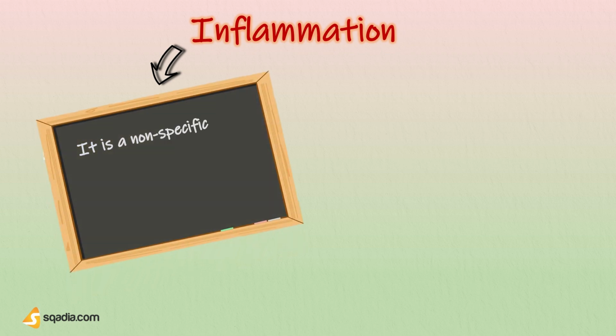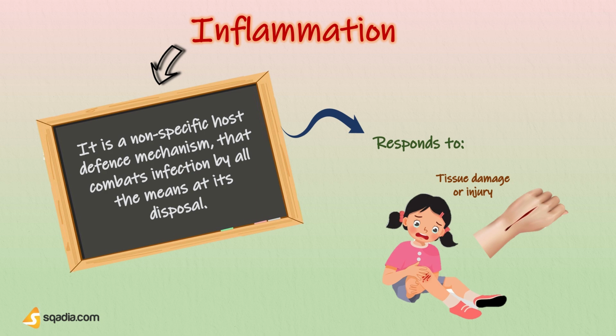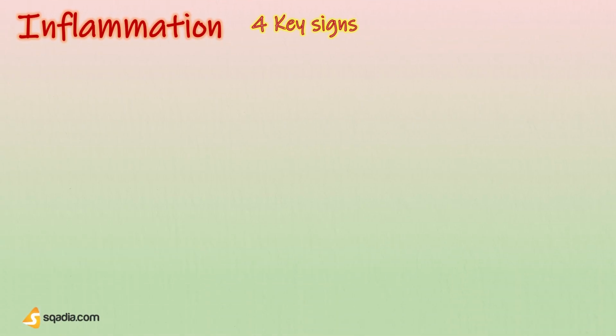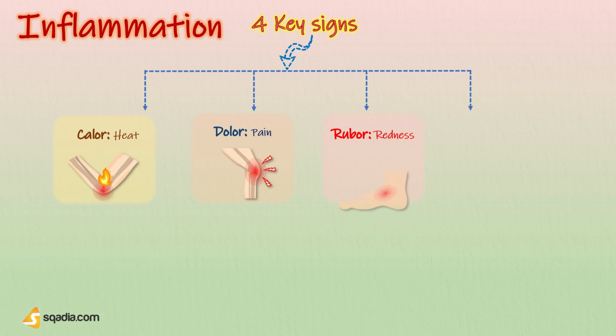Let's look at its definition. Inflammation is a non-specific host defense mechanism that combats infection by all the means at its disposal. Other than infection, it also responds to any type of tissue damage or injury and resolves or repairs it. Clinically, it is characterized by 4 typical signs. These clinical signs, derived from Latin, are calor, meaning heat; dolor, meaning pain; rubor, meaning redness; and tumor, meaning swelling.